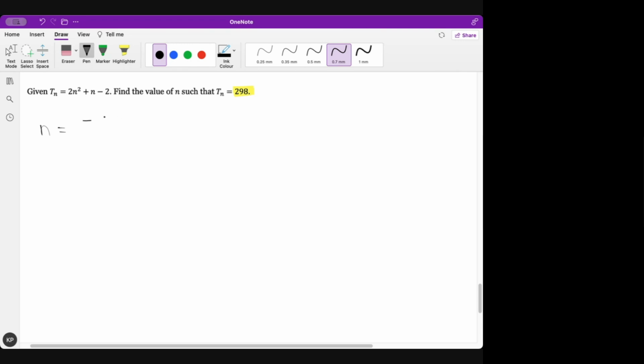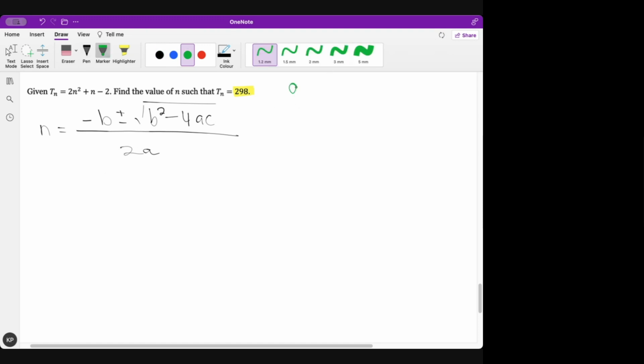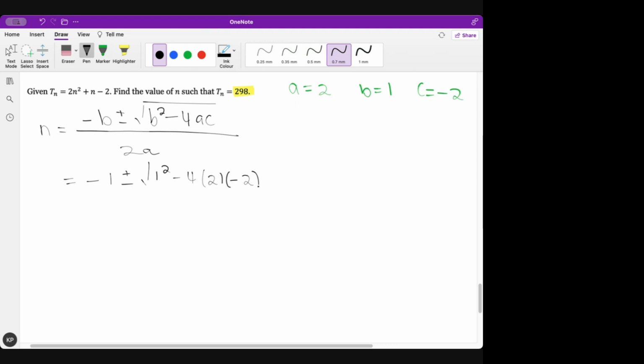And let's hope I remember what I'm doing here. Negative b plus or minus the square root of b squared minus 4ac, all divided by 2a. It's actually a good idea on the side to write for yourself, especially if you're scatterbrained like I am: a is equal to 2, b is 1, and c is negative 2, just for peace of mind. So it'd be negative 1 plus or minus the square root of 1 squared minus 4 times 2 times negative 2.